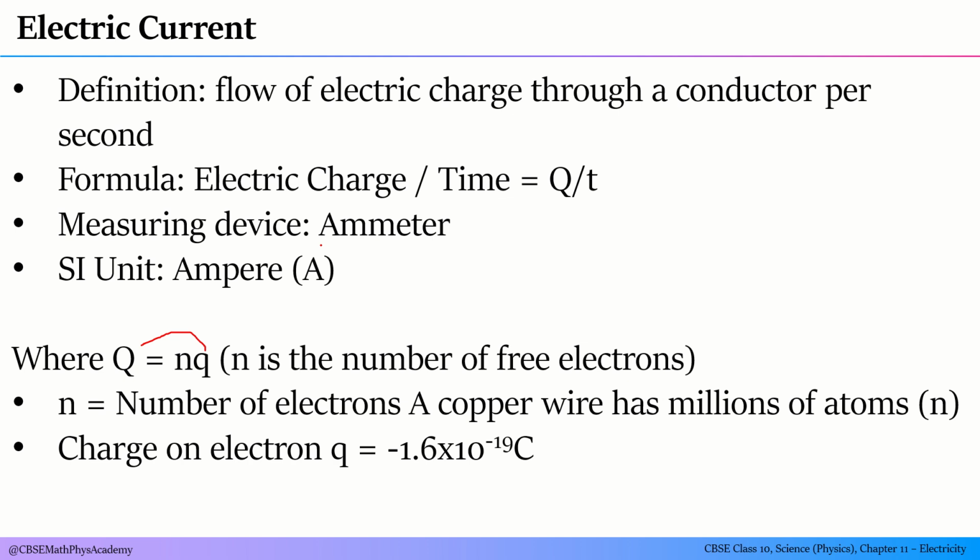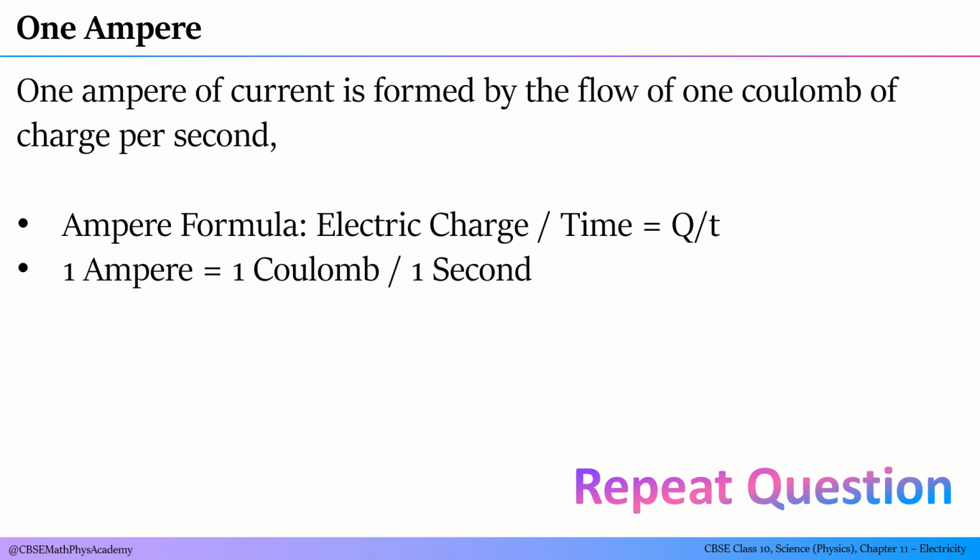So we are going to measure this current using a device called an ammeter. The unit is amperes. One most important repeated question is the definition of 1 ampere. 1 ampere is the current formed by the flow of 1 coulomb of charge in 1 second. You know the formula is electric charge by time. So 1 ampere is equal to 1 coulomb in 1 second. This is a quite often repeated question. We will see more of this when we discuss the past board papers.